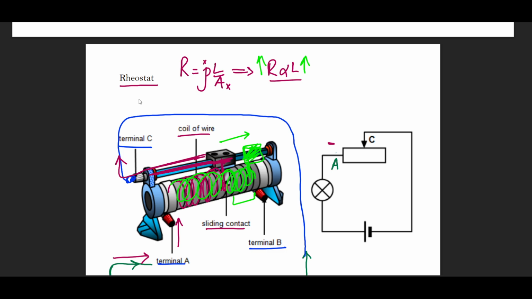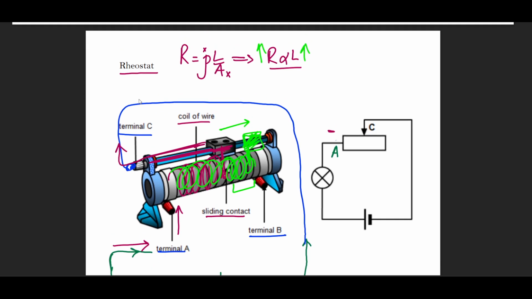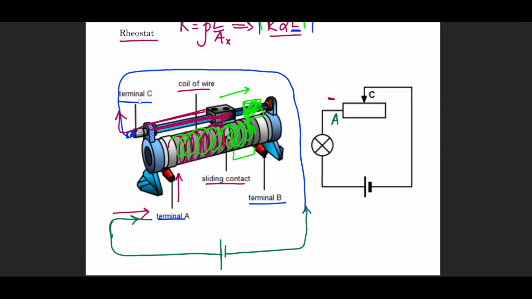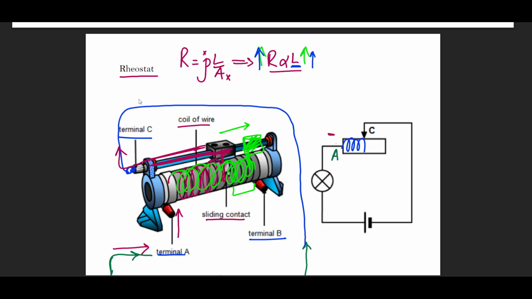So what is happening at this point? We are changing the resistance of the rheostat by changing the point of contact, because when the length changes, the resistance changes, simply because the current has to travel through a longer piece of wire. That is why the resistance is increasing. That is the only thing that we need to remember about rheostat.